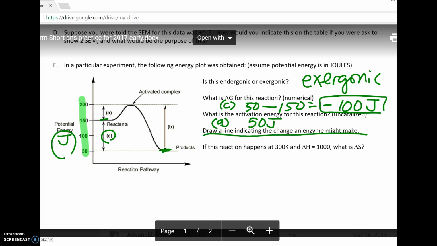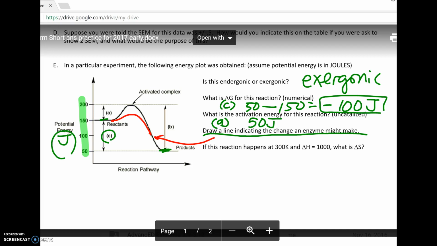Draw a line indicating what an enzyme would do. All you have to do is make any line that's lower than the first one. Just make sure that it does merge with the first one, because enzymes don't change delta G. In other words, it would be wrong if you somehow made it lower and ended lower. That would be wrong. So make sure it starts off and ends with the first line, but it's lower than the first line. It just lowers that activation energy.